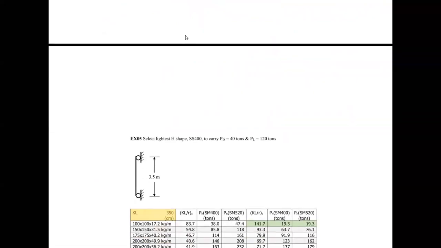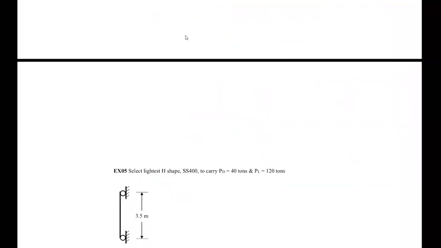Now, let's take a look at the next one. Now it's a real design problem. Select the lightest H-shape SS400. SS400, that's your criteria. It's H, to carry a dead load of 40 tons and live load of 120 tons. So let's just say we're going to use ASD.